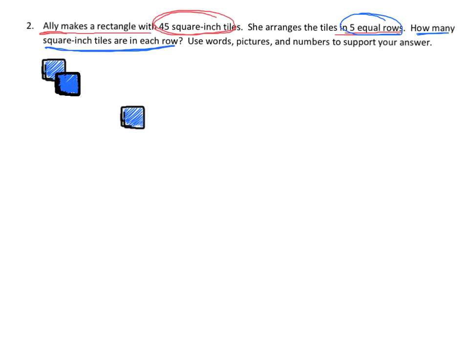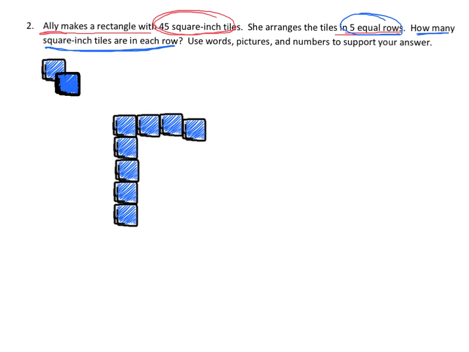So we're going to take her tiles and we're going to put 1, 2, 3, 4, 5. So there's our 5 rows. And then we're going to keep going and keep going and keep going in each of these rows. And we're going to have the same number in each row. And the question is, well, how many do we need?